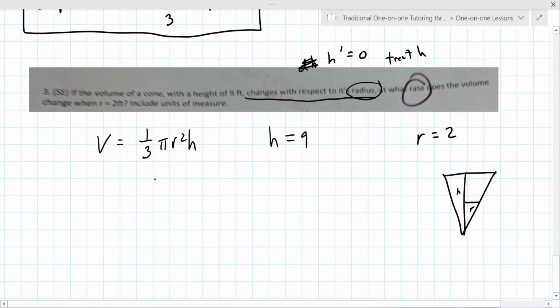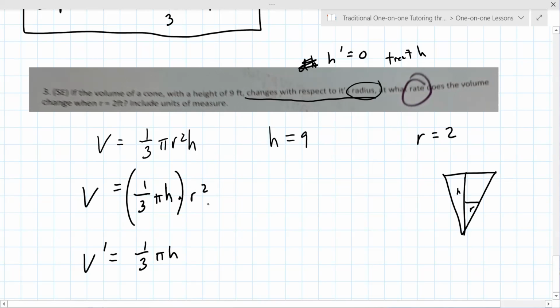So you might rewrite this as 1/3 pi h r squared, because all of this is just a constant now. So V prime is the constant, and then this is the power rule, r squared becomes 2r. I'm remembering when she went over the test in class, and I remember she did that because I kept the r squared. I remember that being wrong.